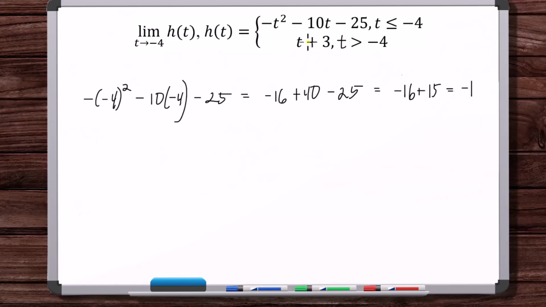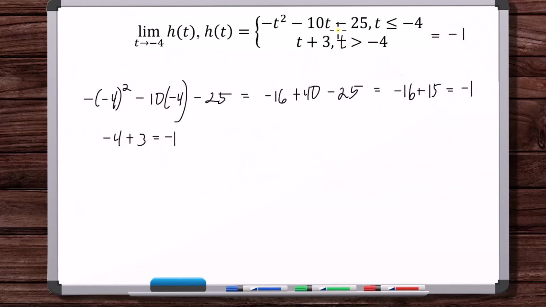Okay, now let's plug in minus 4 into this second polynomial. Okay, so you get minus 1 in both cases. That means this function is continuous at t equal to minus 4. So there you go, the direct substitution property. If the function is continuous at the limit point, then the limit is just equal to the function evaluated at the limit point, h of minus 4. h of minus 4 is minus 1.